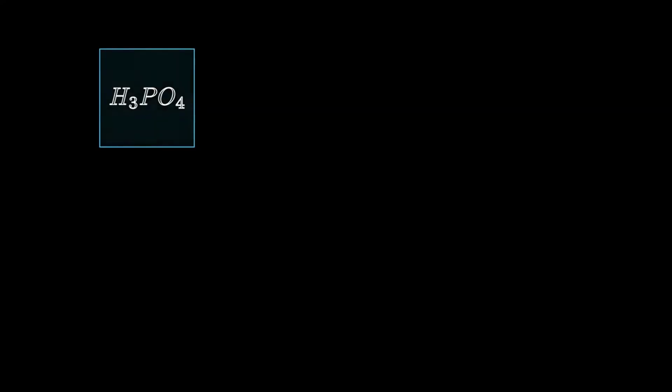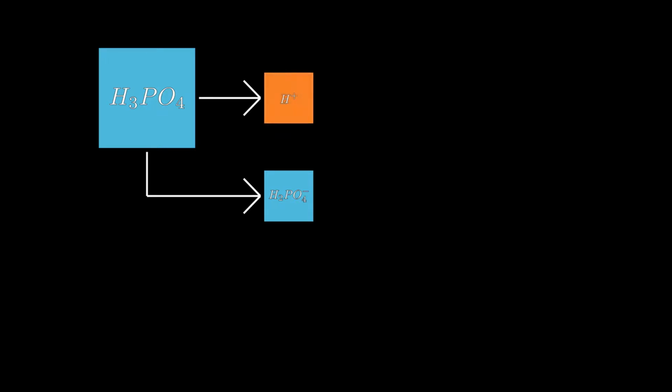Let's say we have a polyprotic acid, in this case the triprotic acid, phosphoric acid. Phosphoric acid will dissociate into its aqueous parts, dihydrogen phosphate and a hydrogen ion. This dihydrogen phosphate will further dissociate into another hydrogen ion and hydrogen phosphate.